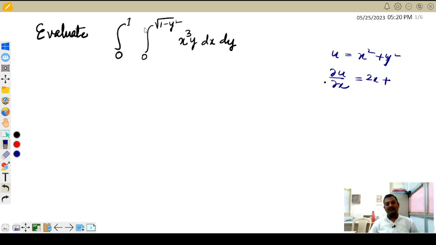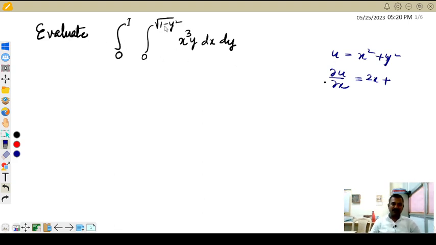Like that, here also whenever we are integrating, we are using the principle of partial differentiation, or here we call it partial integration. Whenever we are integrating with respect to x, we treat y as a constant, and whenever we are integrating with respect to y, treat x as a constant. So now let us solve this example.